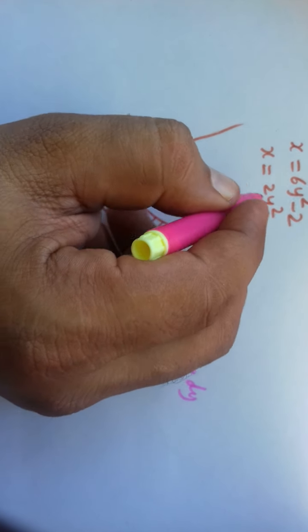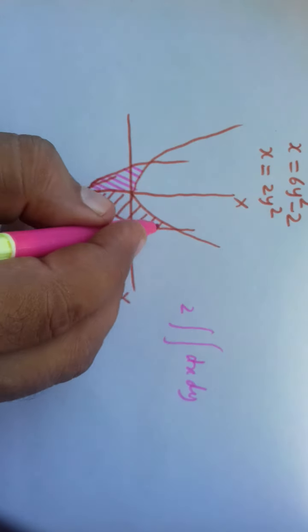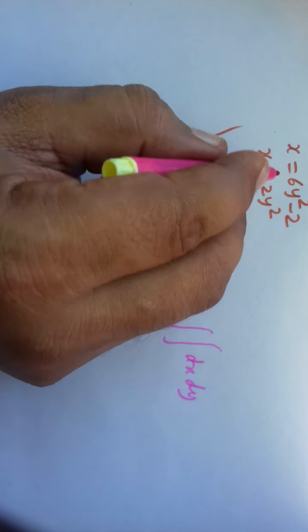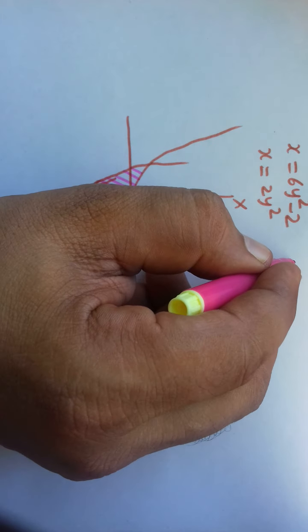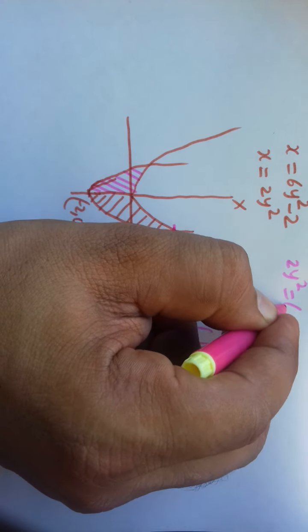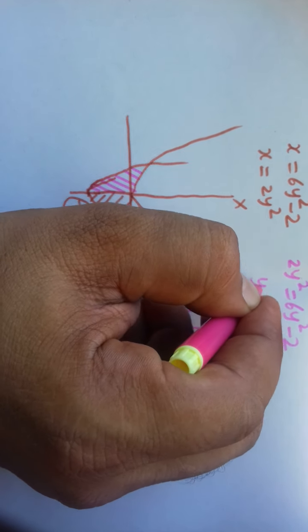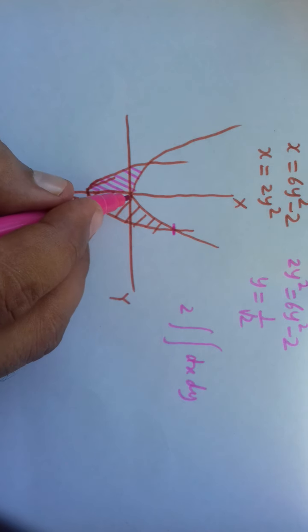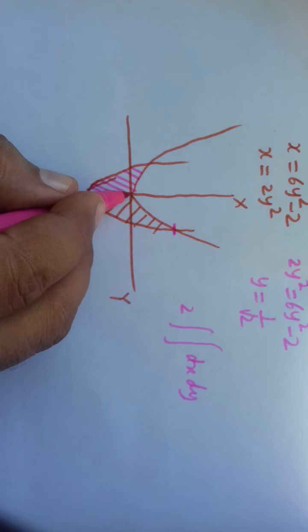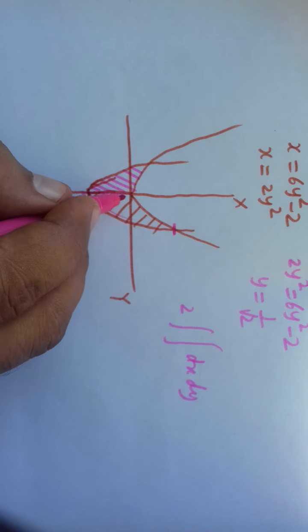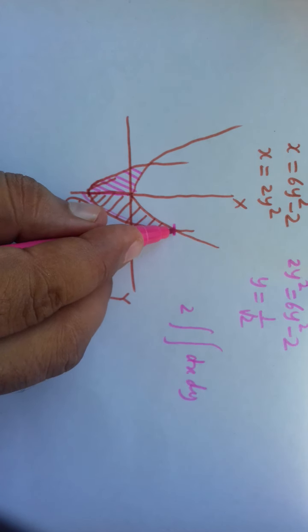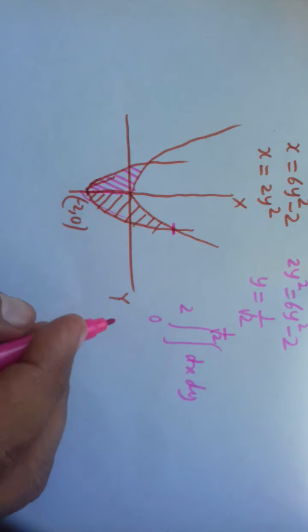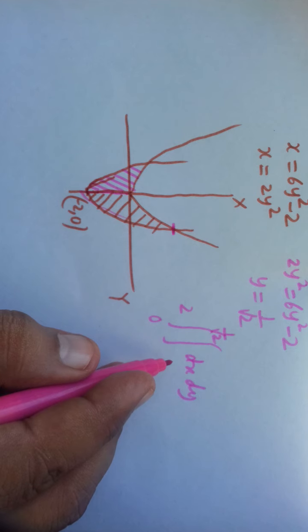Now let us get the y coordinate of the point of intersection, this point. For this we equate these two because both are x, so 2y square equals 6y square minus 2. This gives us y equals 1 by root 2. Here you see that for this part y is from 0 to 1 by root 2, and we have to put the limits for x.